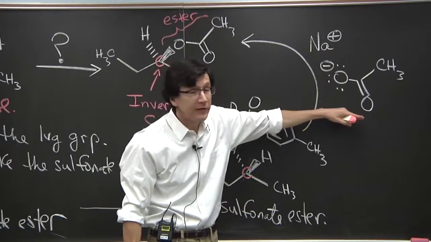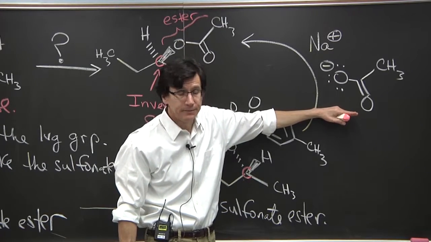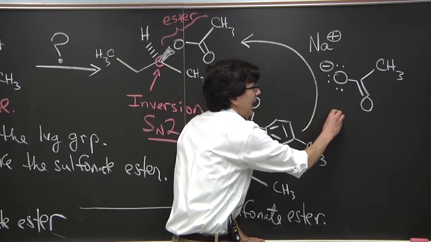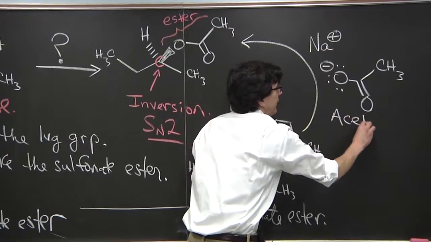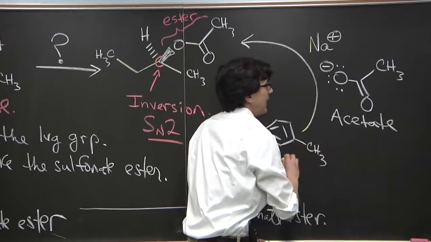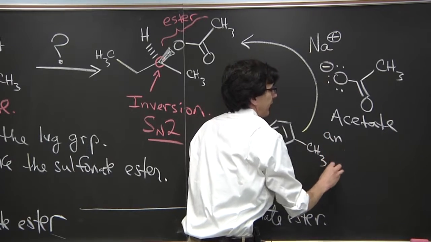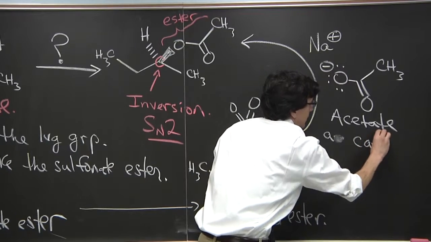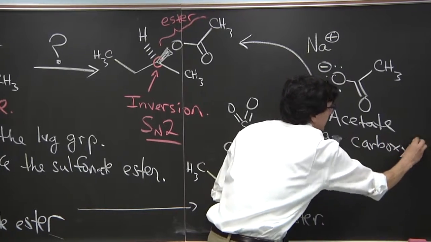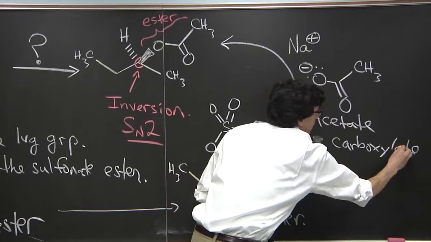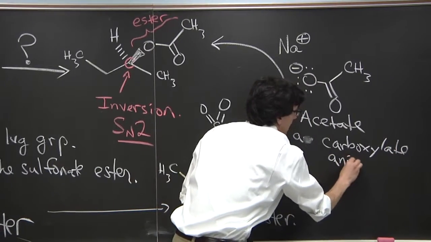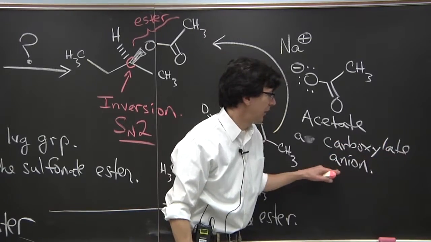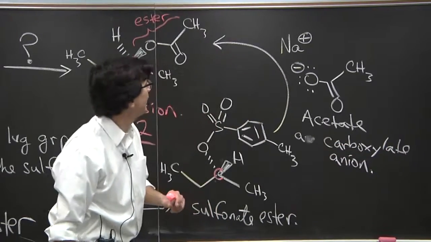What is the name of this anion? Could you type that in? This is the conjugate base of acetic acid. This is the acetate anion. It's a carboxylate anion. That's a little bit redundant. Carboxylate must be an anion, but anyway, there you have it.